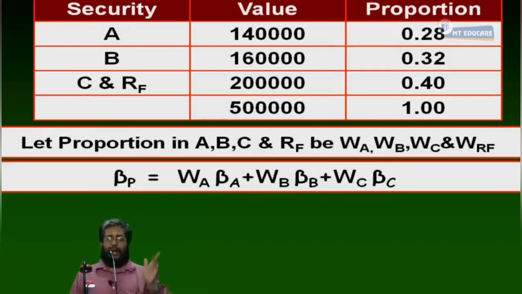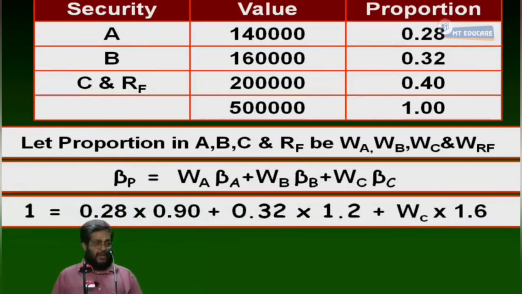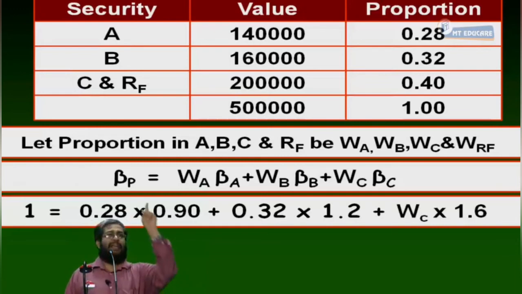Now, I want my portfolio beta to be 1. Write down: 1 is equal to. My target beta is 1. Yes or no? What is the weight of A? Look at the problem: 0.28 into 0.9. What is 0.9? Beta of A. What is 0.28? Proportion of A. Plus 0.32 into 1.2. 0.32 is the proportion of B, and 1.2 is the beta of B. Plus the weight of C, which I don't know and have to find out now, into 1.6. What is 1.6? Beta of C. So 1 = 0.28 into 0.9 plus 0.32 into 1.2 plus weight of C into 1.6.